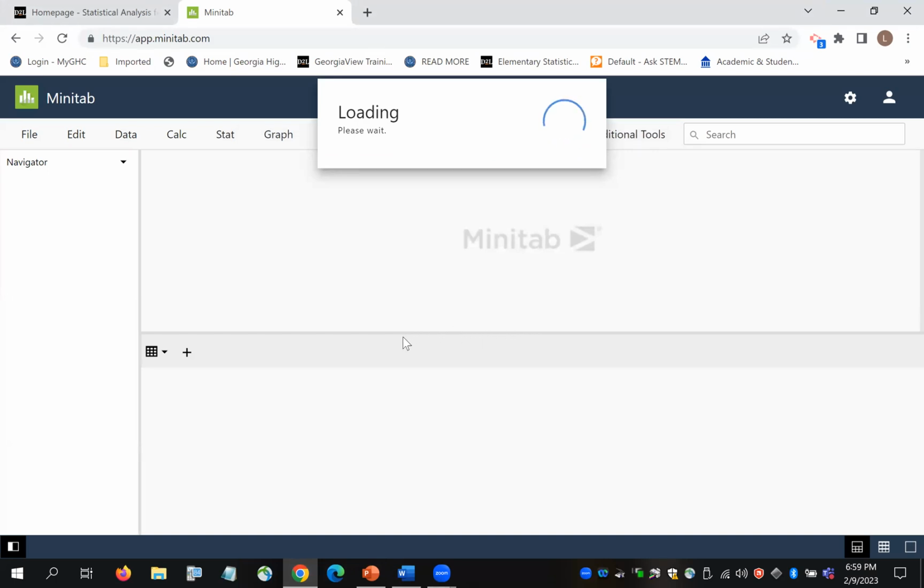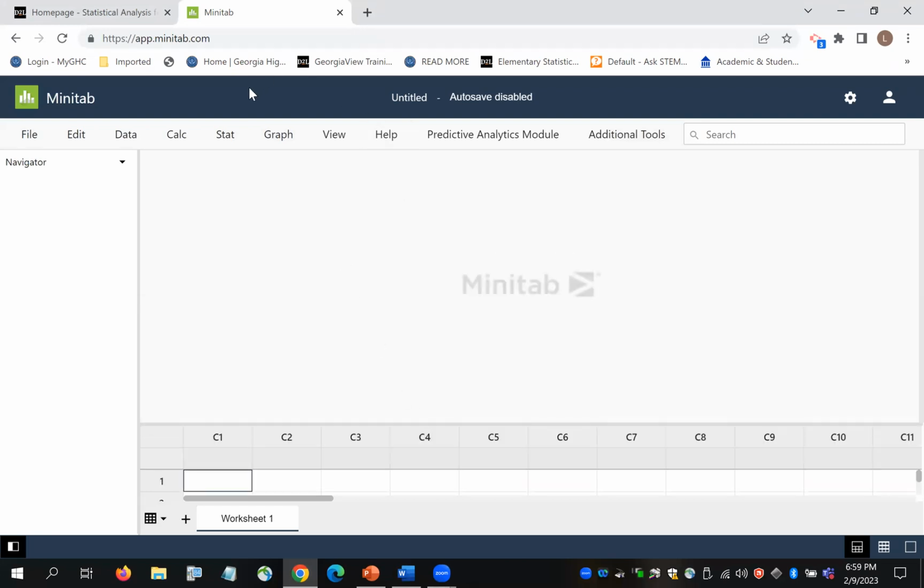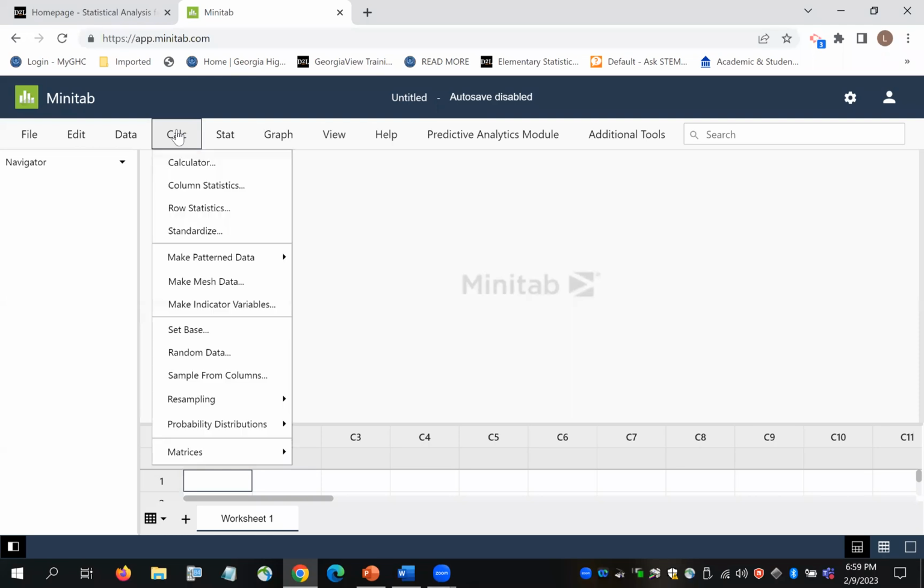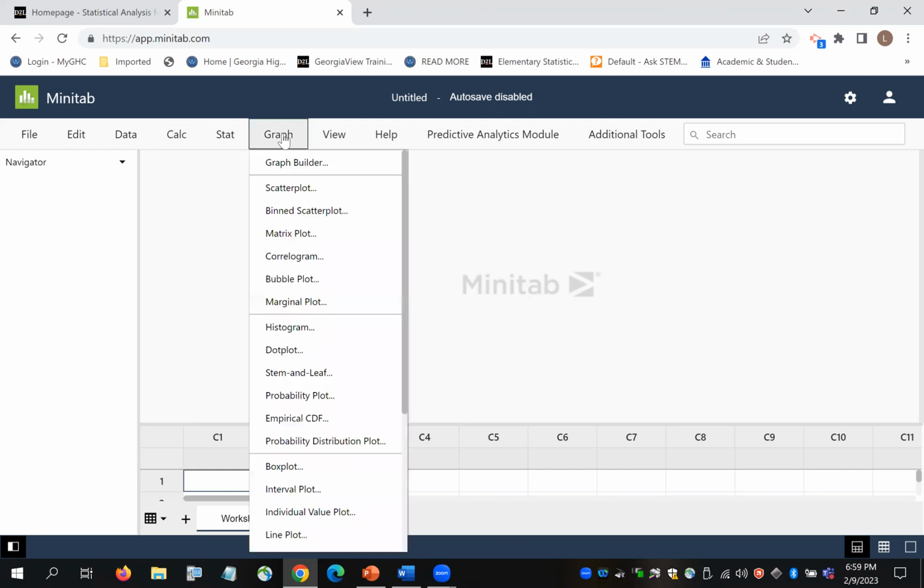Again, the keystrokes that we're going to use in Minitab were on slide 12 of the PowerPoint. Okay, on slide 12, we go to calculate a probability distribution. I think, nope, I'm wrong. Sorry, my fault. We go to graph, probability distribution plot, click.